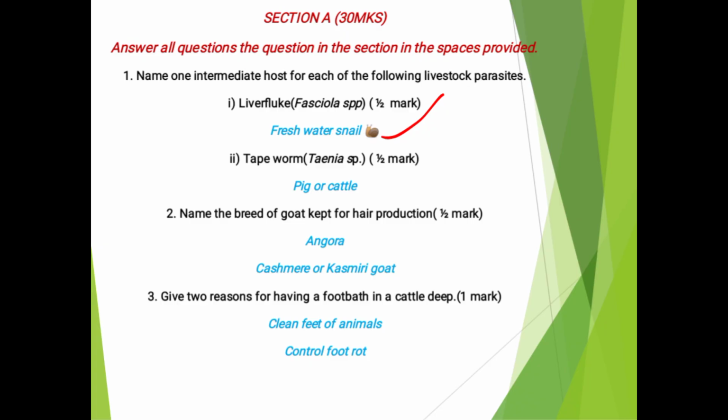Then tapeworm, also known as Taenia species, the intermediate host is usually pig or cattle. Remember, for pig, it is known as Taenia solium, and for cattle it is known as Taenia saginata. Question 2: name the breed of goat kept for hair production. We have different types of goat breeds kept for hair production, and the hair produced by goat is known as mohair. In this case, we have Angora and then Cashmere, or sometimes known as Kashmiri goat.